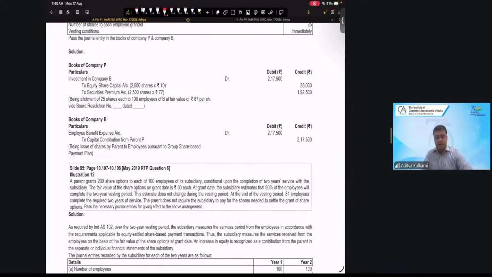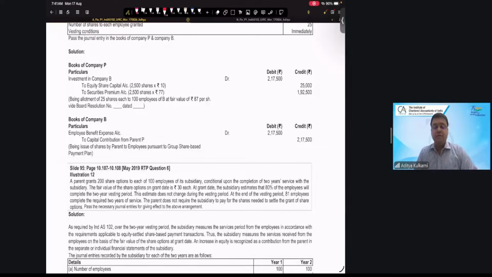Next. If the subsidiary posts this entry, then the parent will pass the entry: investment in subsidiary account debit to SBP reserve. Because an SBP reserve is created in the books of the parent, whereas in the books of the subsidiary, capital contribution is from the parent. Are we okay with this?